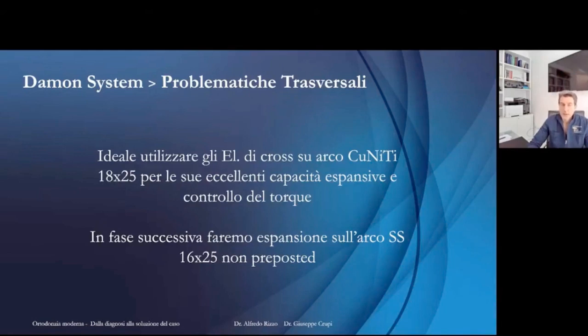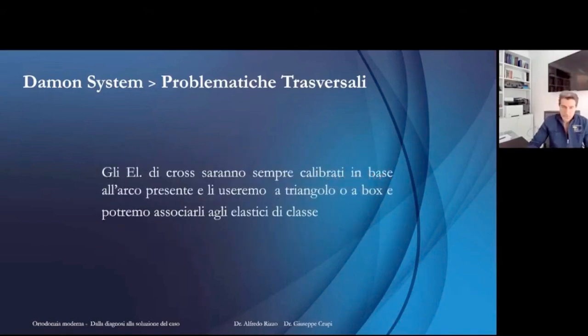0.16/0.25 without using the pre-posted arch wire, because we're going to use the wire for hyperexpansion. Because the pre-posted stainless steel wire, the elements that are welded to the wire change its elasticity. This is why if we want to use the stainless steel 0.16/0.25 for the expansion, we never use it pre-posted.